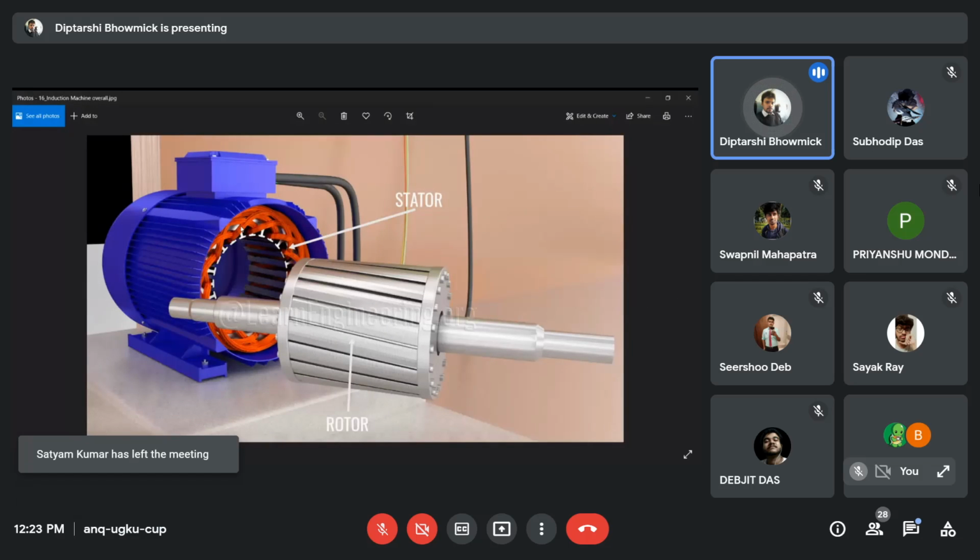An AC machine looks like this. This is a 3-phase induction motor. This is the rotor part, and this is the stator part. It also has a nameplate.